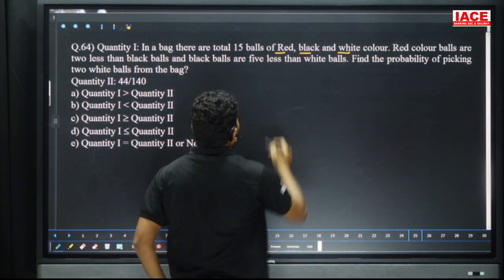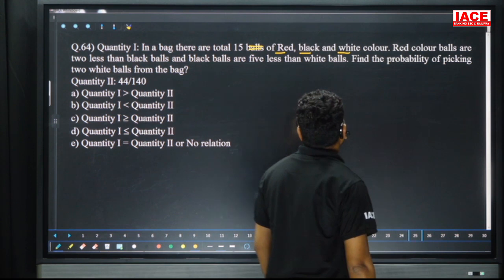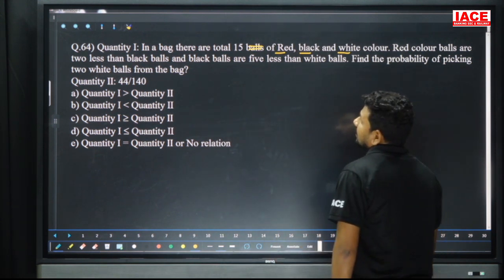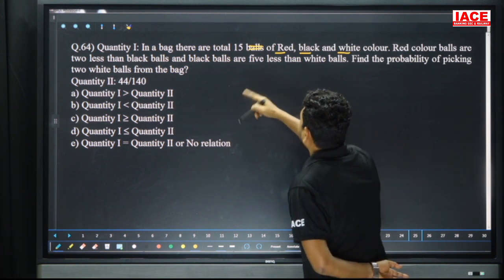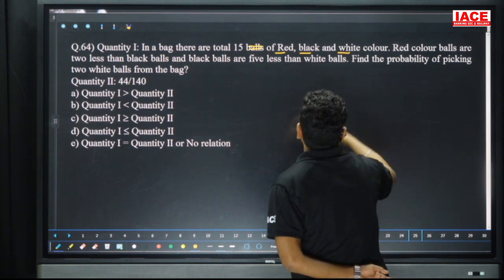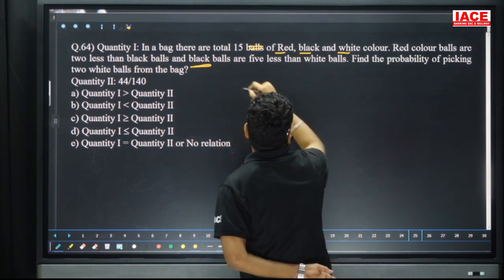Next, quantity 1: in a bag there are total 15 balls, red, black, white. Total balls is equal to how many balls? 15 balls. Red color balls are 2 less than the black, and black balls are 5 less than the white.